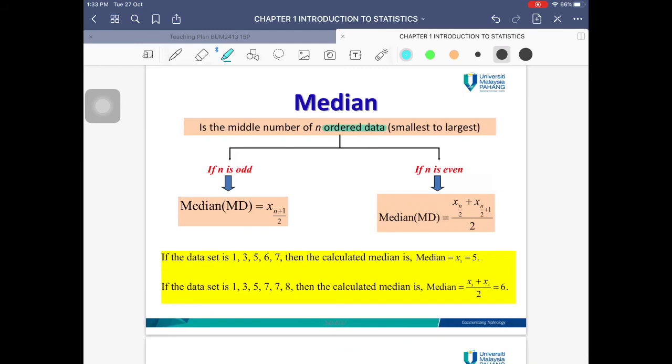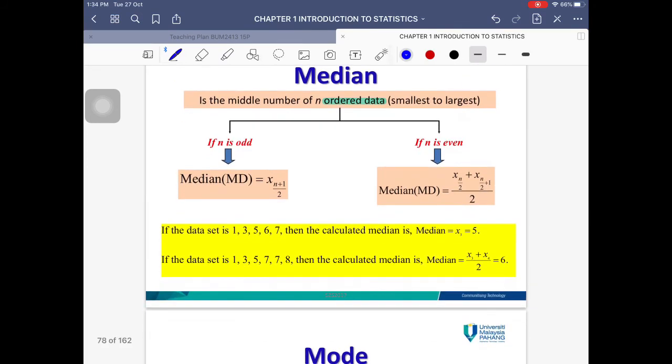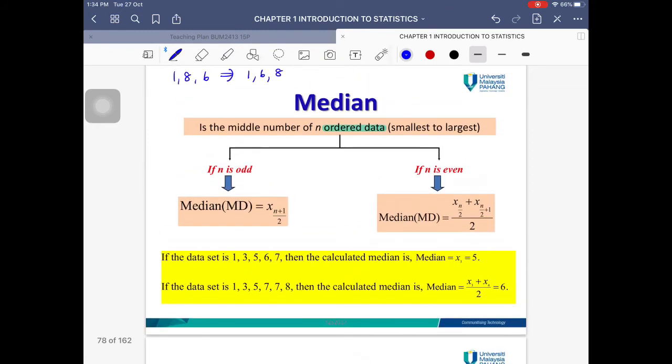After you have ordered them, then only you can figure out the median. So if you don't order them, you couldn't figure out what is going to be the median. The numbers cannot be jumbled up. Okay, so if I have a value of 1, 8, 6 first, I have to rearrange them. The smallest is going to be 1, followed by 6, followed by 8. So that is how it is ordered from smallest to largest.